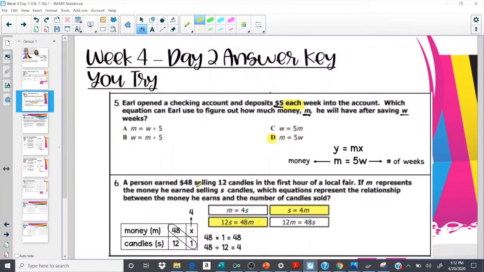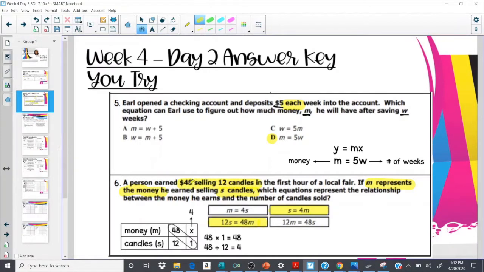So we are going to choose all correct answers. It tells you at the beginning of the question that this person made $48 selling 12 candles. And they also tell you that M represents the money earned, and S represents how many candles were sold.